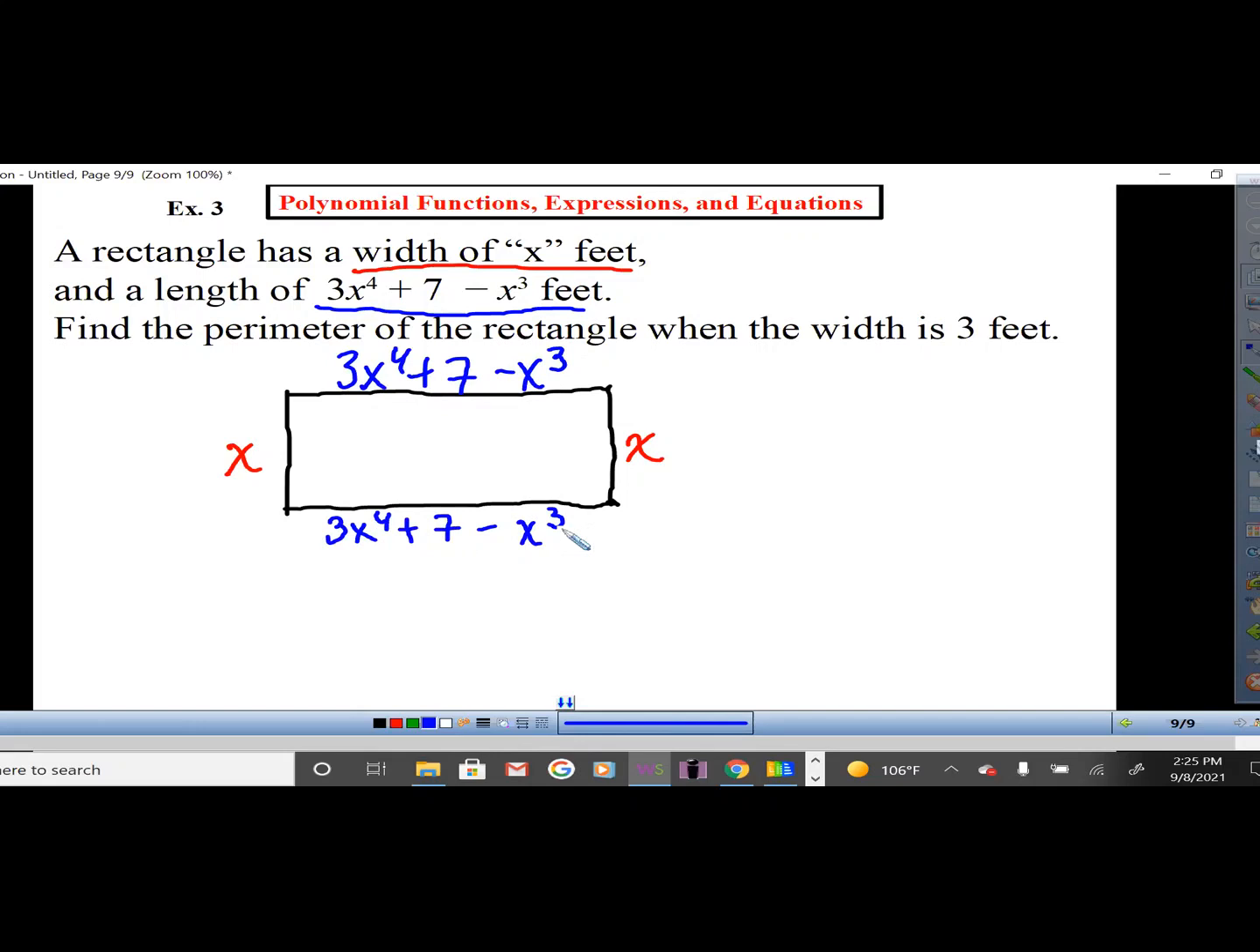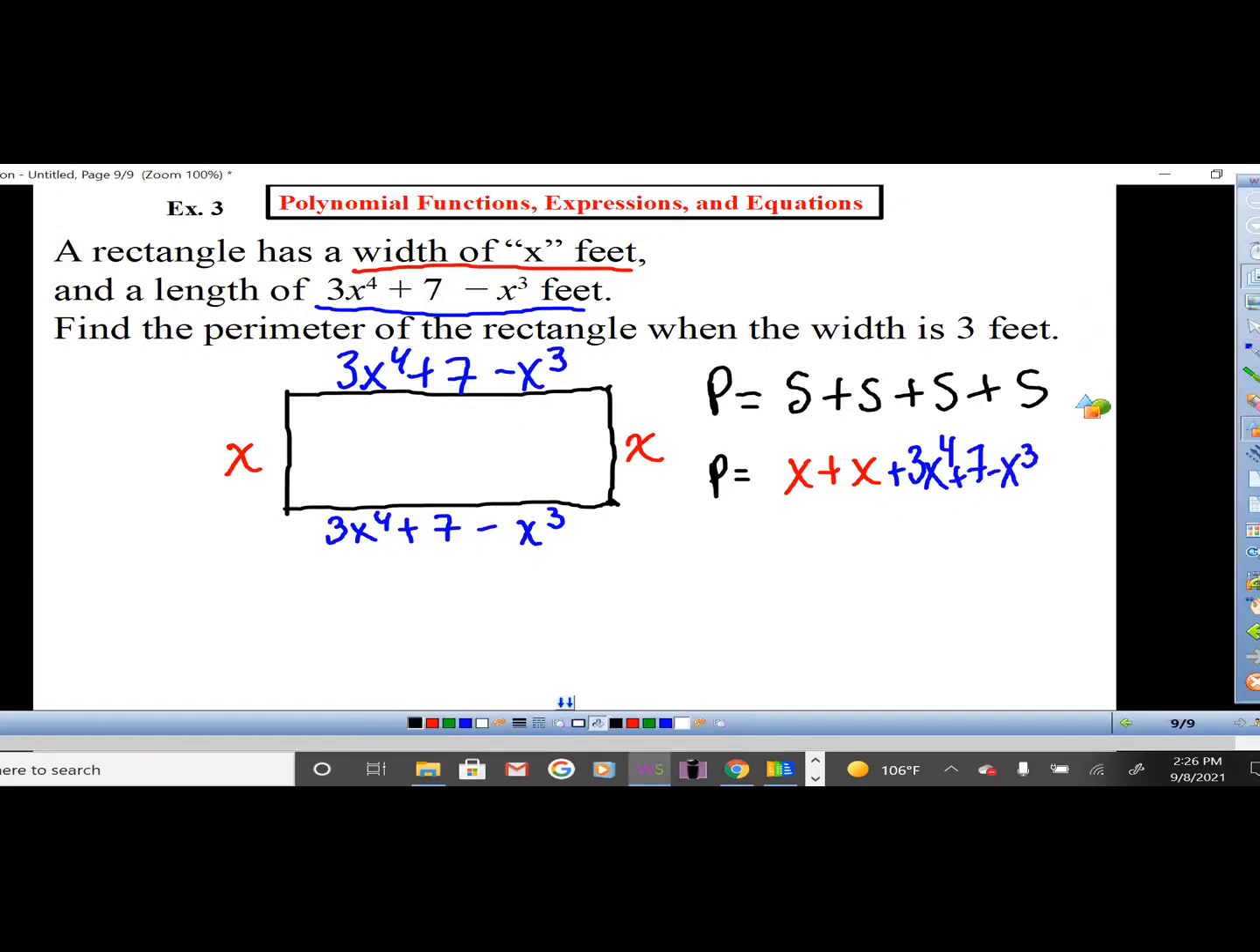What are they asking us to find? The perimeter. To refresh your memory, to find the perimeter of any figure, we add all sides. How many sides do we have on that figure? So we're going to write side plus side plus side plus side. Perimeter. So the first two sides are what? x and x. I'm going to write x plus x. The other sides are what? Plus 3x to the 4th plus 7 minus x cubed.